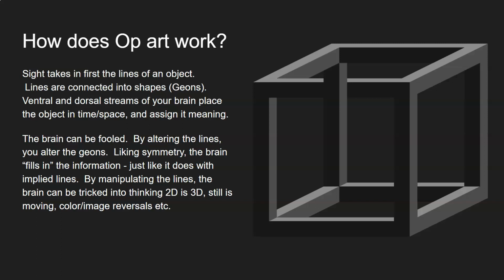But your brain can be fooled, because when you mess around with the lines, you mess around with the geons. And the brain kind of fills in information, just like it does with the computer and implied lines. But you can manipulate the line and think 2D is 3D, moving, all sorts of things. Like if you look at the cube on the right, it kind of warps around because it's not the way it's supposed to be. It twists on itself.